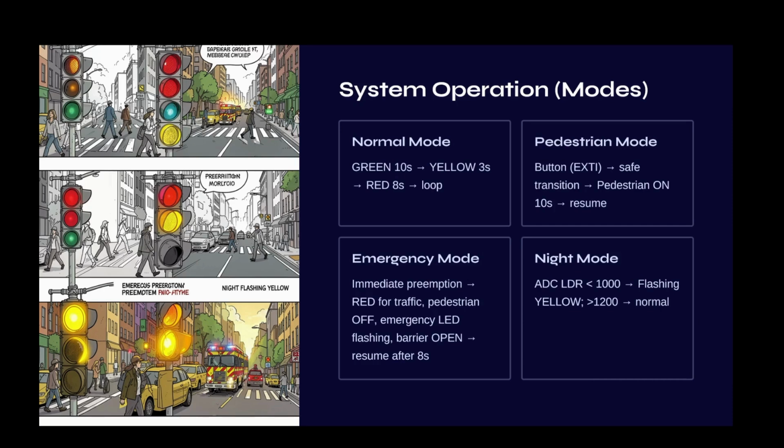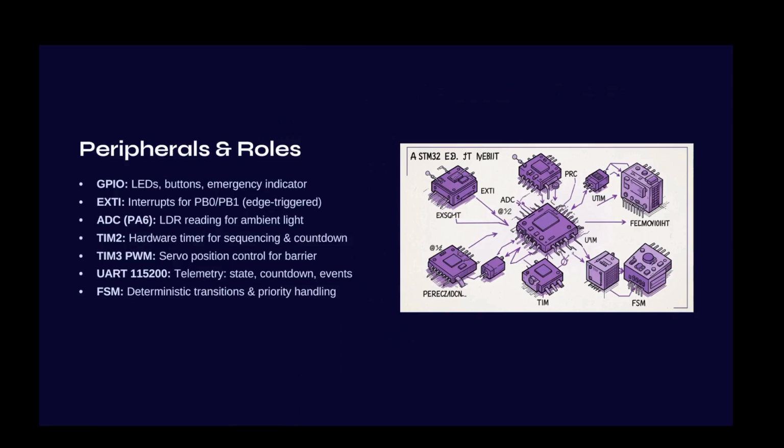Pedestrian mode. Whenever a pedestrian presses the crossing button, the STM32 receives an interrupt. Instead of stopping traffic immediately, it safely completes the current cycle before allowing pedestrians to cross. Emergency mode. When an emergency vehicle request is received, the controller immediately changes the traffic signal to red, opens the barrier, and gives priority to the emergency vehicle. After a few seconds, the normal traffic sequence resumes.